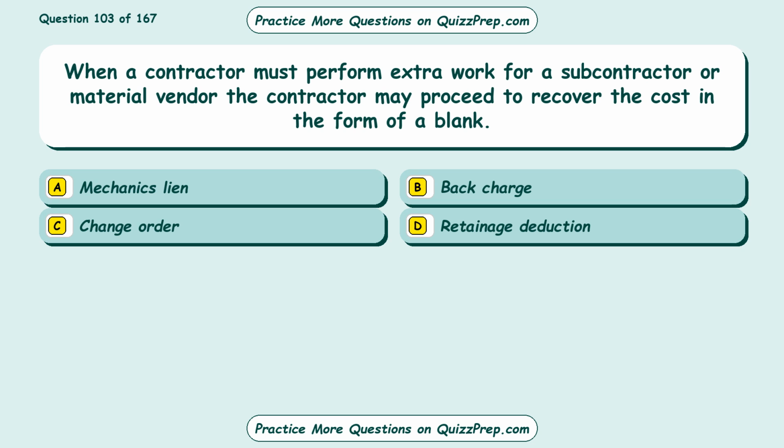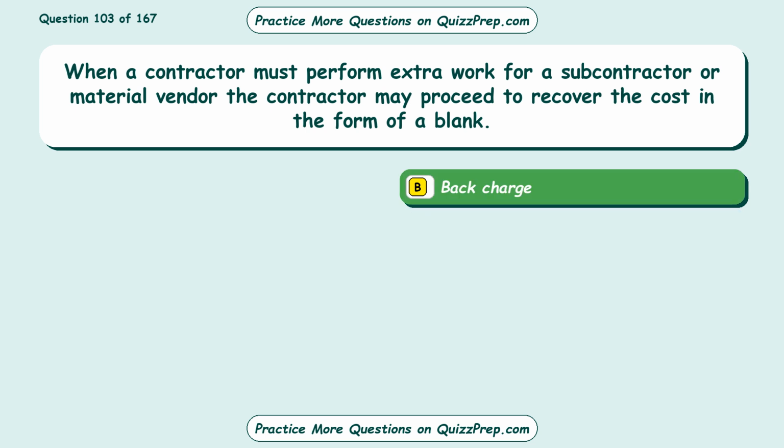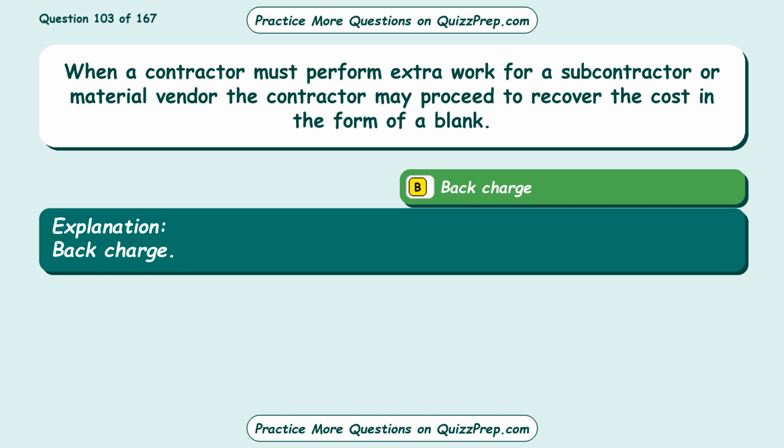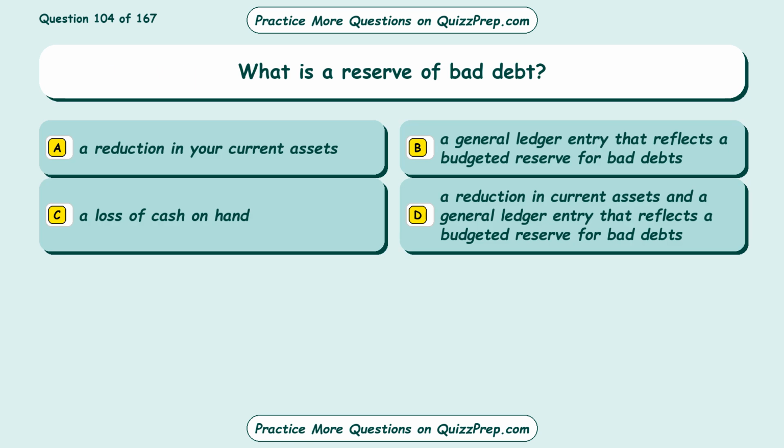to recover the cost in the form of a blank. Option A, mechanic's lien. Option B, back charge. Option C, change order. Option D, retainage deduction. The correct answer is option B, back charge. Question 104. What is a reserve of bad debt?